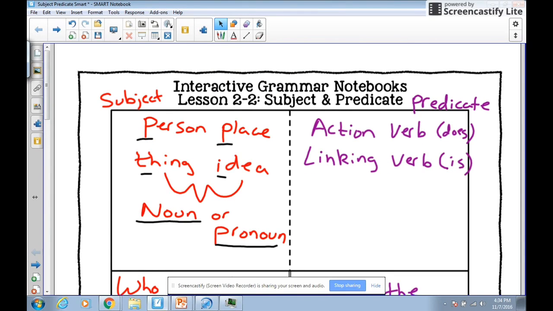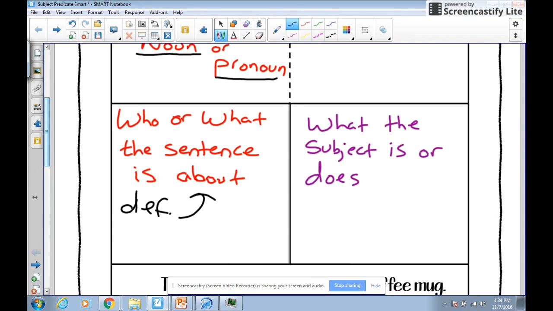A predicate is an action verb. Remember, an action verb shows action, so it's what something does, you can see it, or it's a linking verb. Remember, a linking verb you can replace with an equal sign, and it expresses state of being. The predicate is what the subject is or does. So the trick when looking for a predicate in a sentence is to find the verb in the sentence, and the verb and anything after it is a predicate. Generally, anything before the verb is a subject.